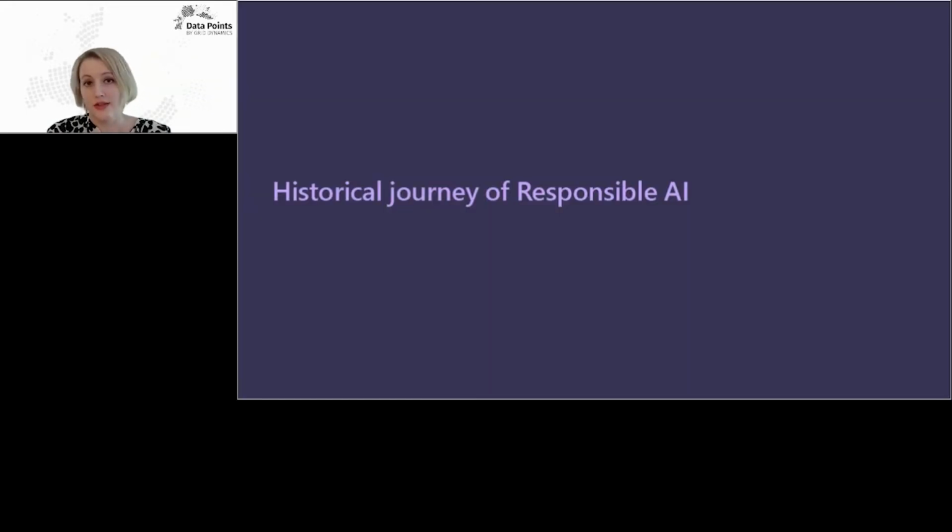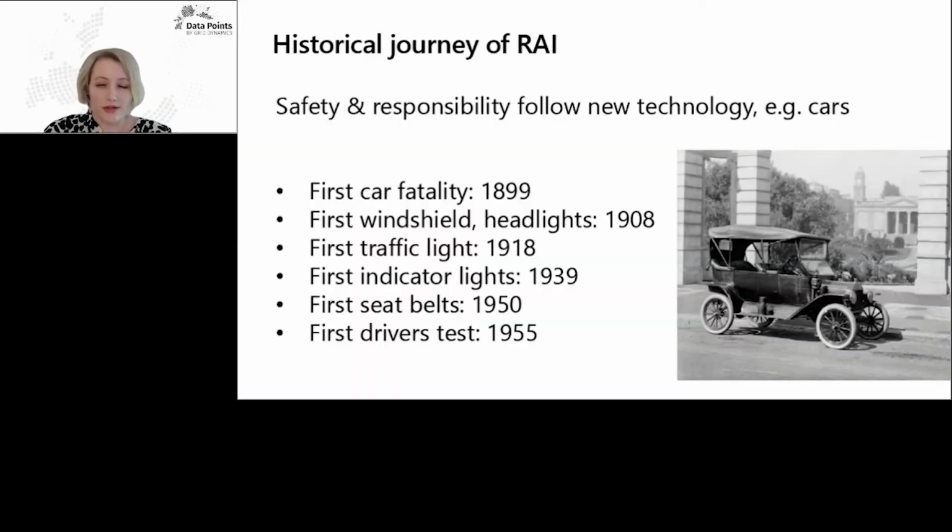So to start with the historical journey of responsible AI, whenever there's been new technology developed, it is usually followed by safety and responsibility considerations. For example, the car: when that was initially developed, there was the first car fatality. And following that, there were a series of safety measures that were introduced in cars and streets, like windshields and seatbelts and even the driver's test. So looking back, it seems obvious that a car should have these features, but at the time it was not obvious, and these were implemented to address safety and responsibility.